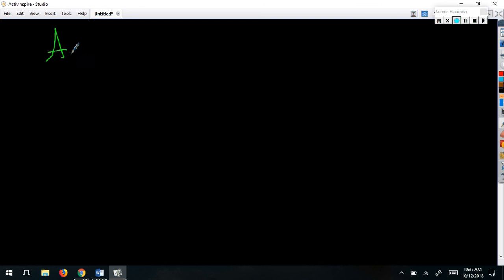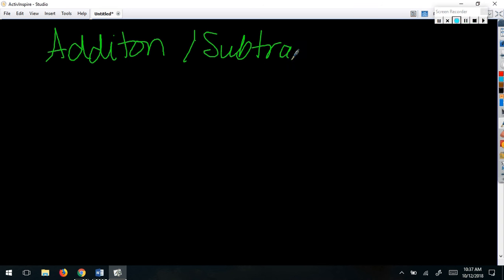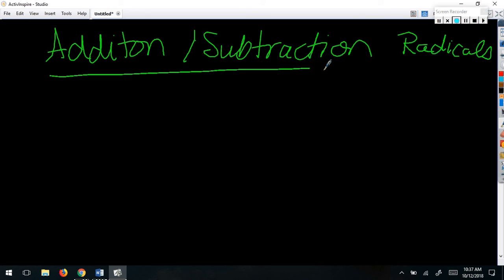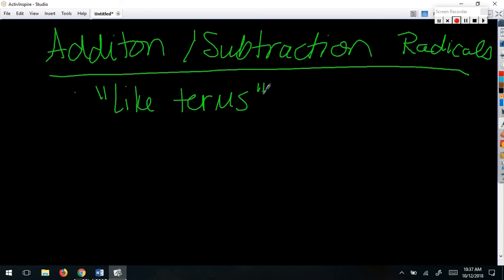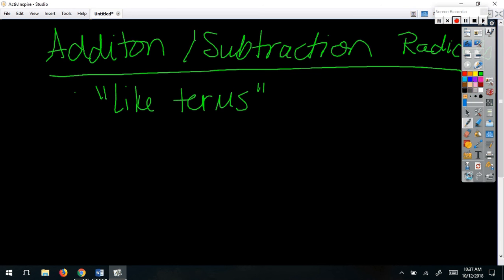One more thing to talk about, and that is addition and subtraction of radicals. So before I can combine radicals, I can't combine any radicals that I want to with addition or subtraction. They have to be special. What they have to be is what we call like radicals. And if you think about like terms, it is exactly the same concept, okay? Like radicals.